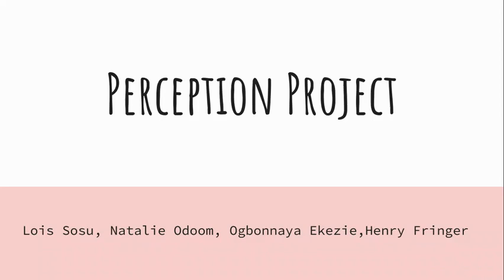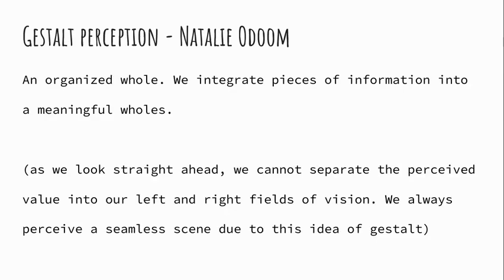This is the Perception Project by Royce, Matt, Apollonia, and Henry, that we integrate pieces of information into meaningful wholes, specifically an organized whole. As we look straight ahead, we cannot separate the perceived value into our left and right fields of vision. We always perceive a seamless scene due to this idea of gestalt.